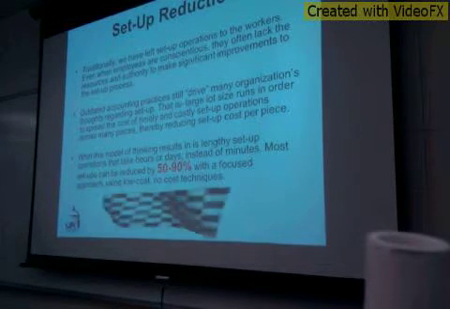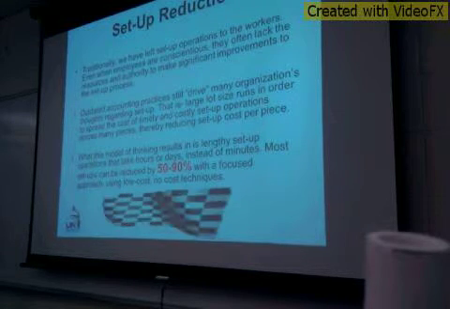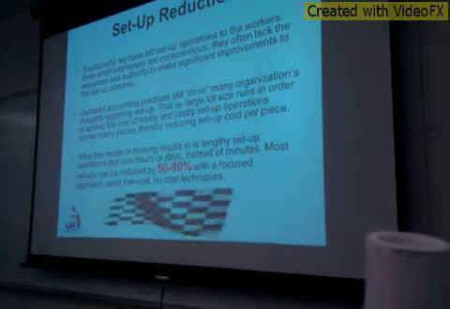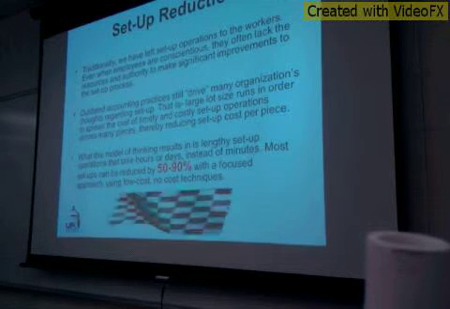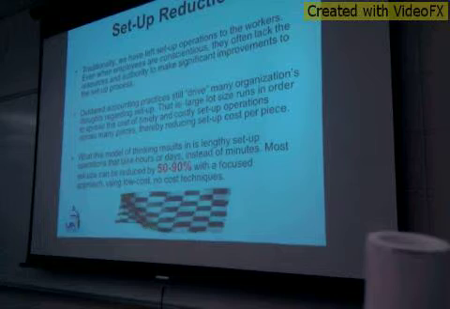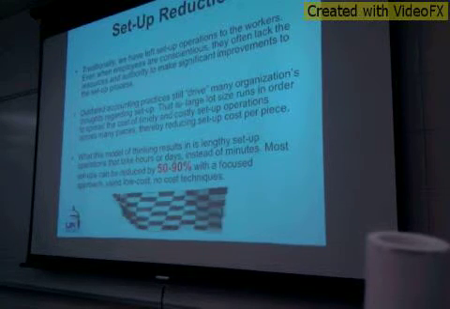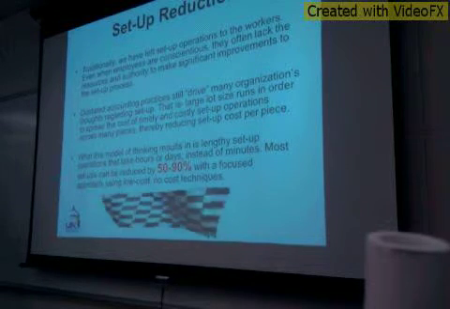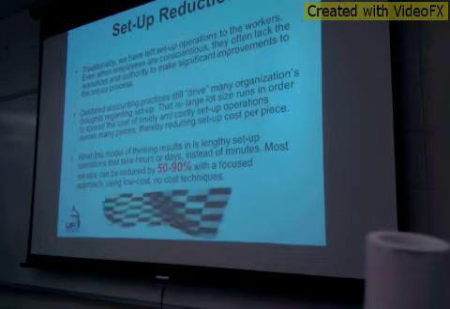So what they're saying here is the old model of thinking takes hours and days instead of minutes. Most setups can be reduced by at least half. This says 90% with a focused approach using low-cost, no-cost techniques. You with me so far?